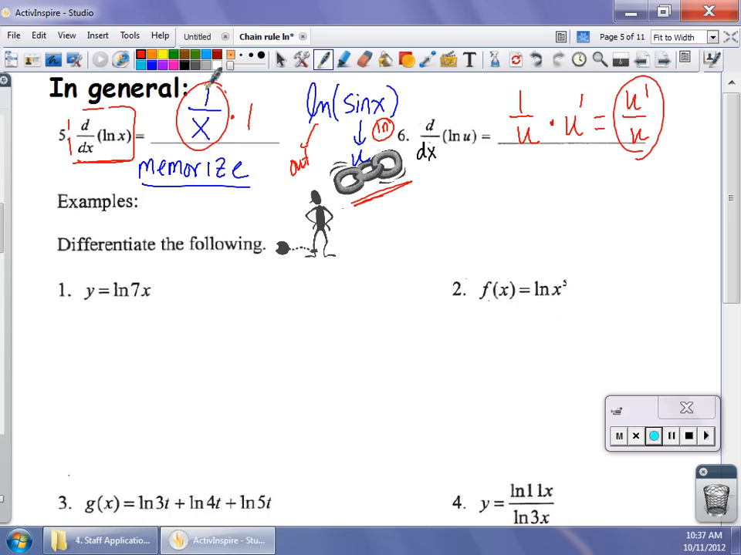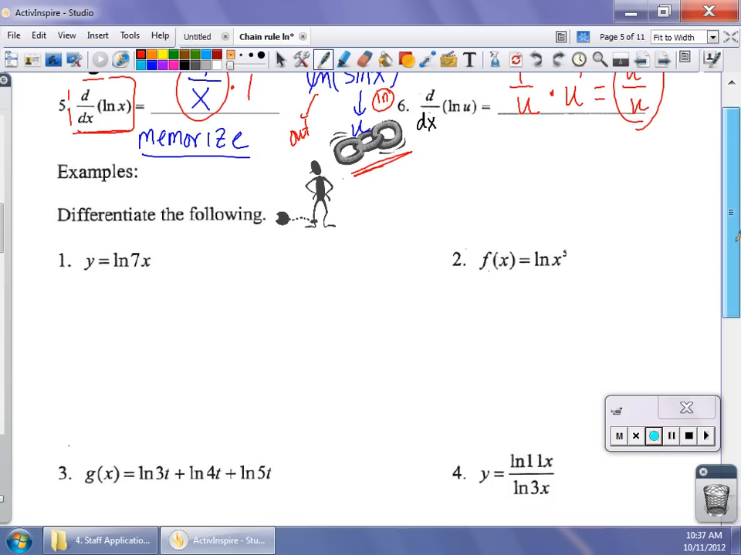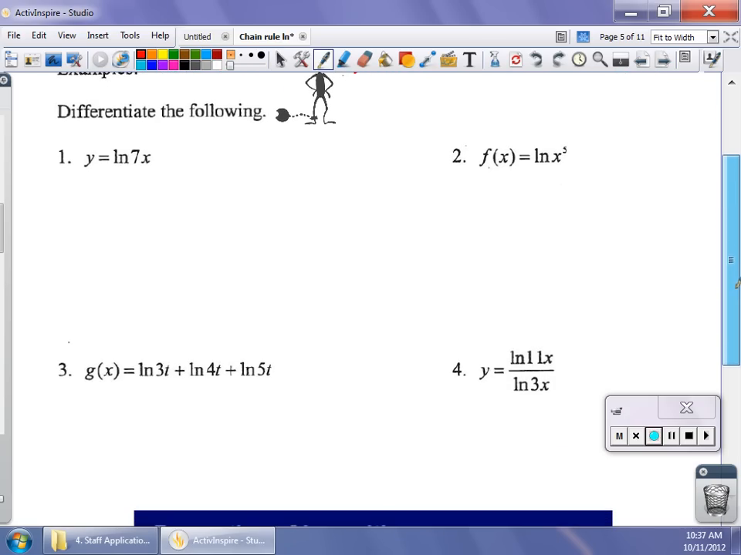All right, let's look at some examples of how to apply the derivative of the natural log function. In problem number 1, we're finding the derivative of ln of 7x. So in this case, u is equal to 7x, and u prime would be equal to 7. So if the derivative of ln of u is u prime over u, we get 7 over 7x, which simplifies to be 1 over x.